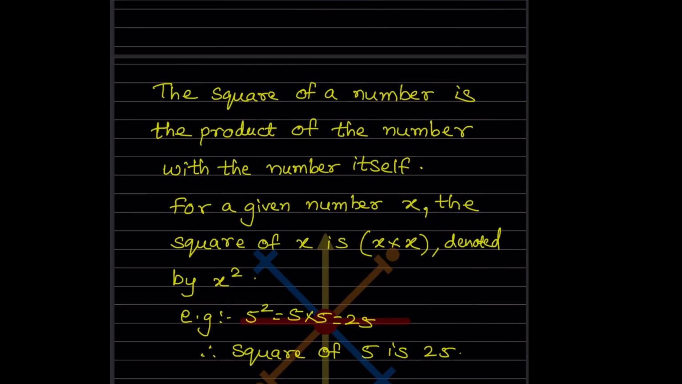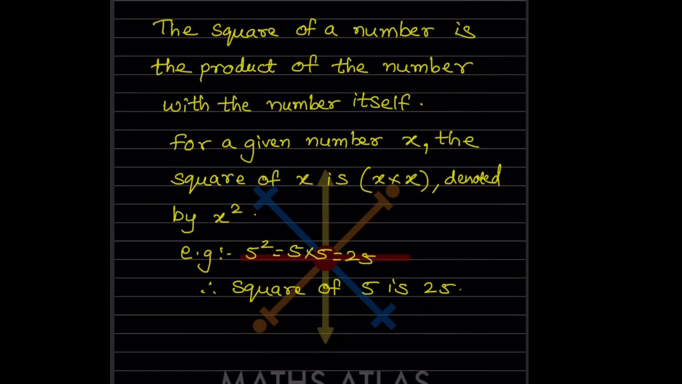Most of you know what a square and a square root are. Still, I have given you the definition. If somebody asks you what the square of a number is, the square of a number is the product of the number with itself. Suppose the number is x, so the square of x will be x into x, and we can also write this as x squared. For example, 5 squared will be 5 into 5, that will be 25. So we can say the square of 5 is 25.